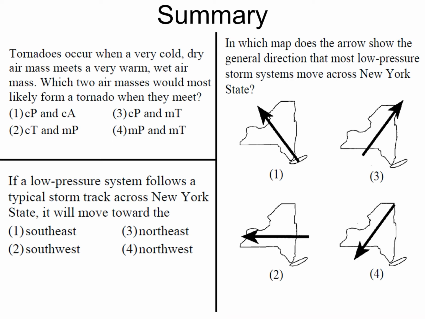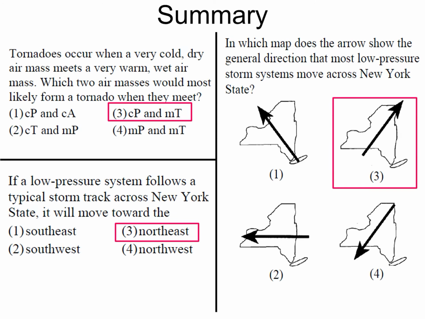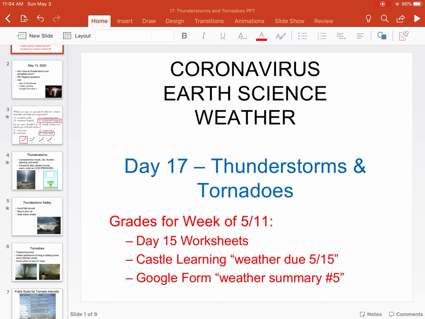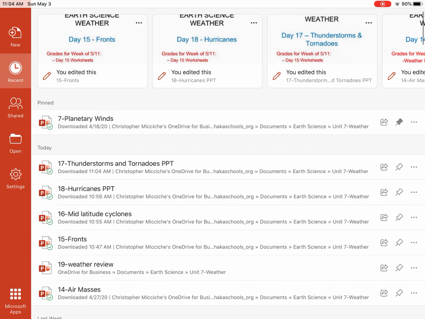Tornadoes occur when very cold, dry air masses meet very warm, wet air. Which two air masses would most likely form your tornado? We said continental polar, maritime tropical. They're basically the two opposites. If a low pressure system follows a typical storm track, where is it going? We just said in the last lesson that everything moves northeast. And this next one, again, what direction is northeast? There's your number 3. Next we are going to move on to our quick lesson on hurricanes now.